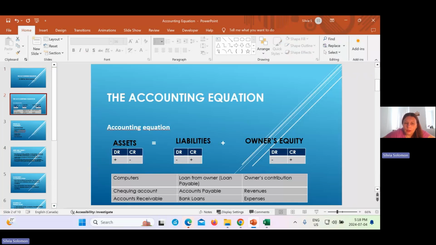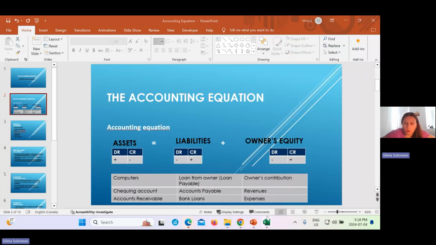That means that, guess what? It's going to increase on exactly the opposite side, but we don't go into details right now. We just want to understand debits and credits, how it works. Double entry, debit equals credit.